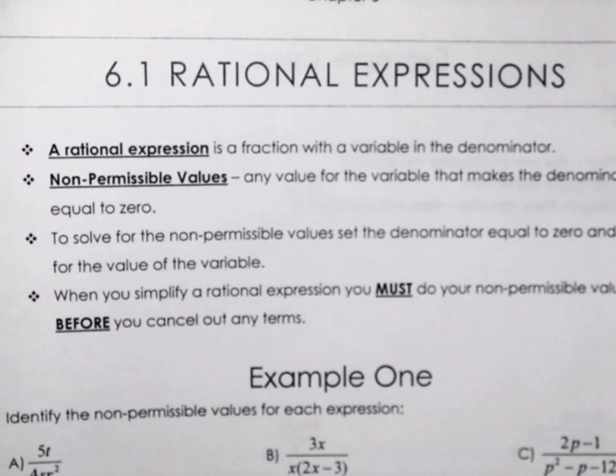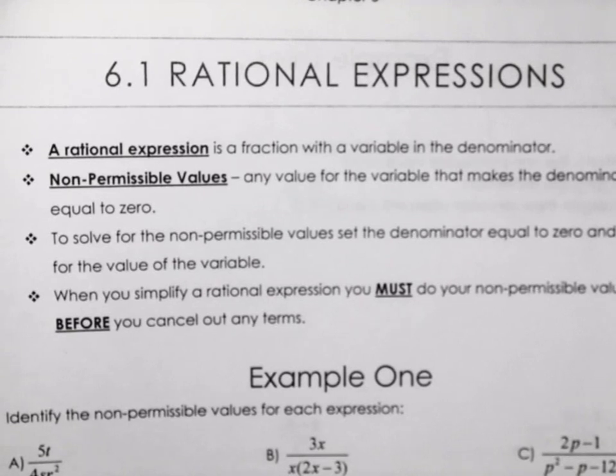This is it. 6.1, nice and easy. Rational expressions is a fraction with a variable in the denominator. So an unknown, an x, a y, and a z, whatever it is going to be. One big thing that we have to work on a lot, and these will not go away, you're going to use non-permissible values. I tend to abbreviate it to NPVs.